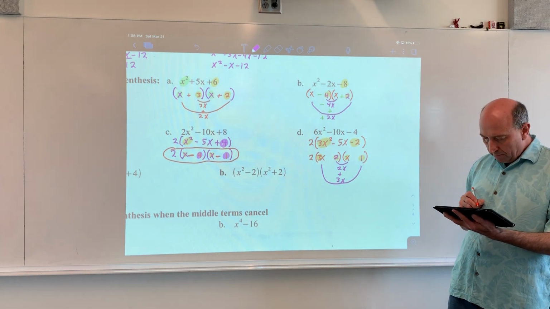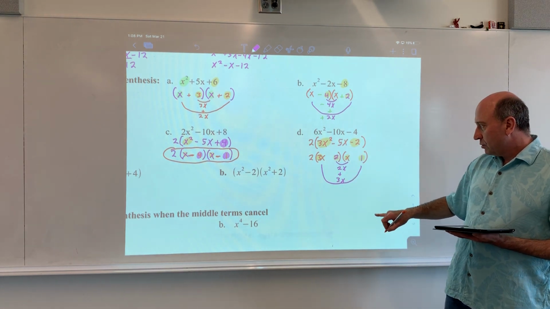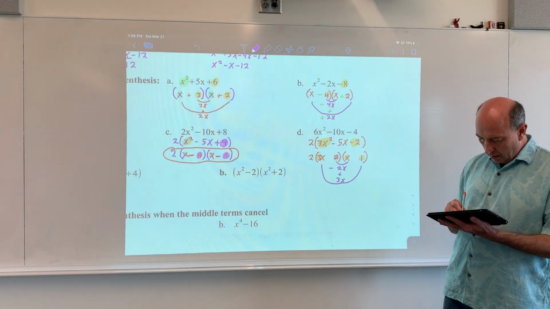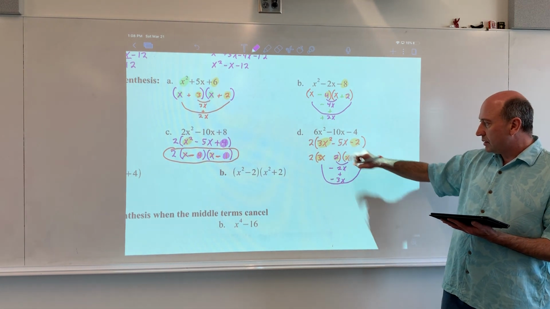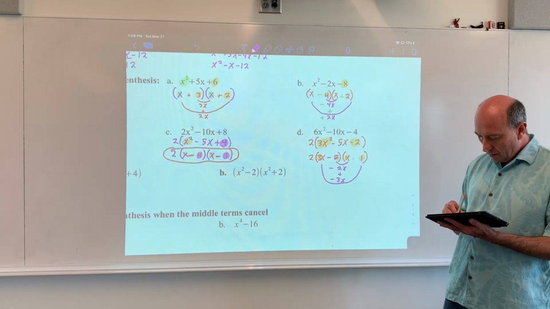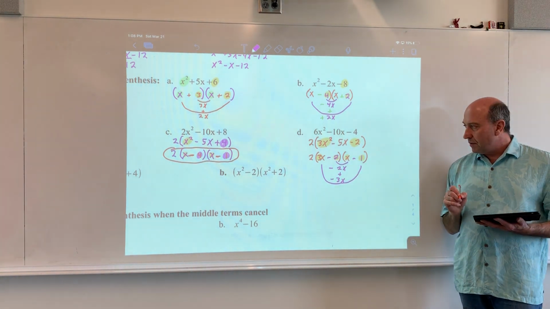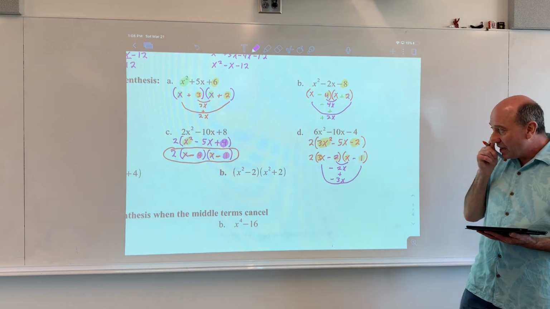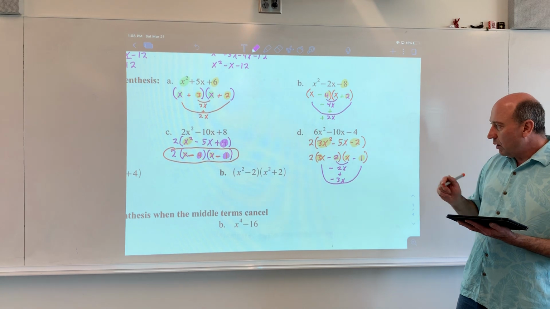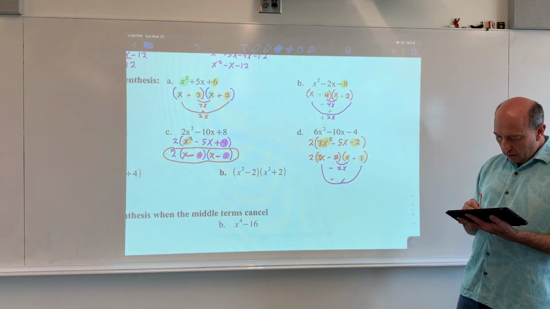Now, let's see, I want a negative 5. So if I made these both negatives, negative 2 plus negative 3 is negative 5. Now if they were both negatives, a negative times a negative is a positive, and I need a negative 2. It didn't work. Okay.